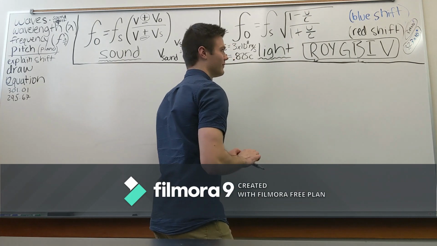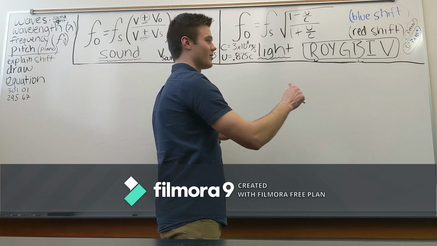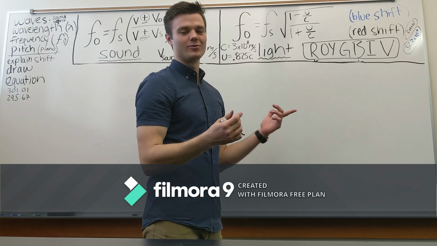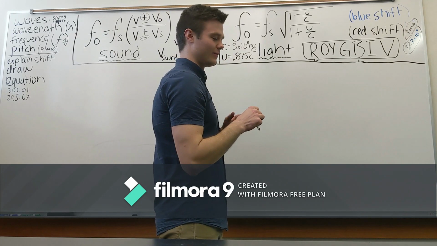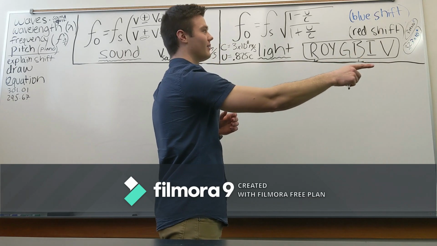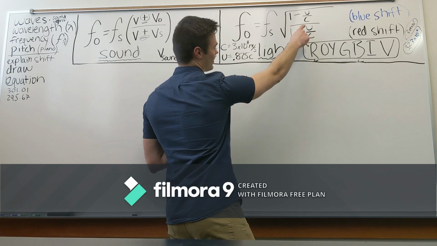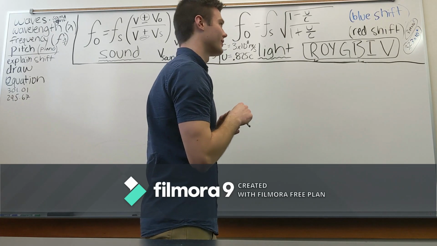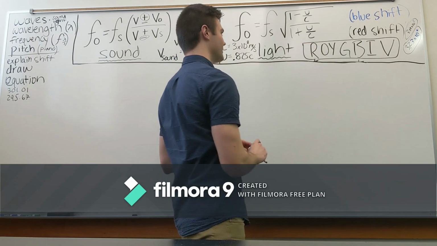U is the velocity of the galaxy itself relative to Earth. A positive value for U is going to be a value that's moving away, and a negative value for U is going to be when the galaxy is moving towards Earth. C is just the speed of light.